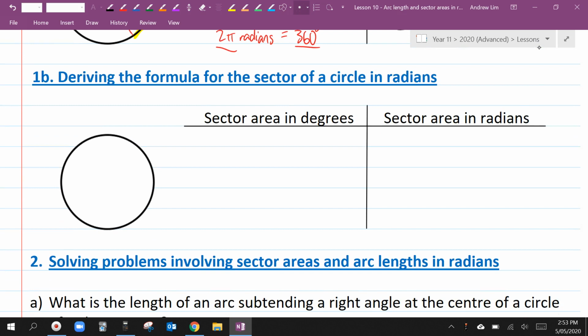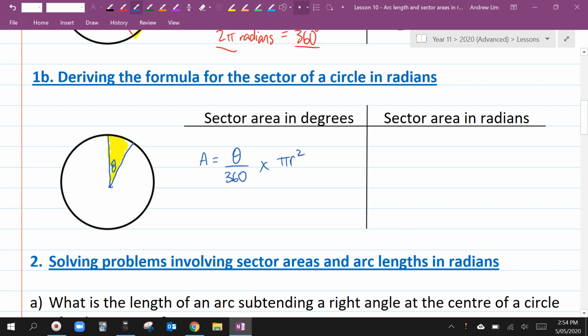Alright, let's derive the formula for the area of a sector of a circle in radians. Let's say we've got something like this now. If we want to find the area of this sector, normally we say that the area of the sector is a fraction, the angle out of 360, because it's a fraction of a full circle. And what's the formula for the area of a circle? It's pi r squared.